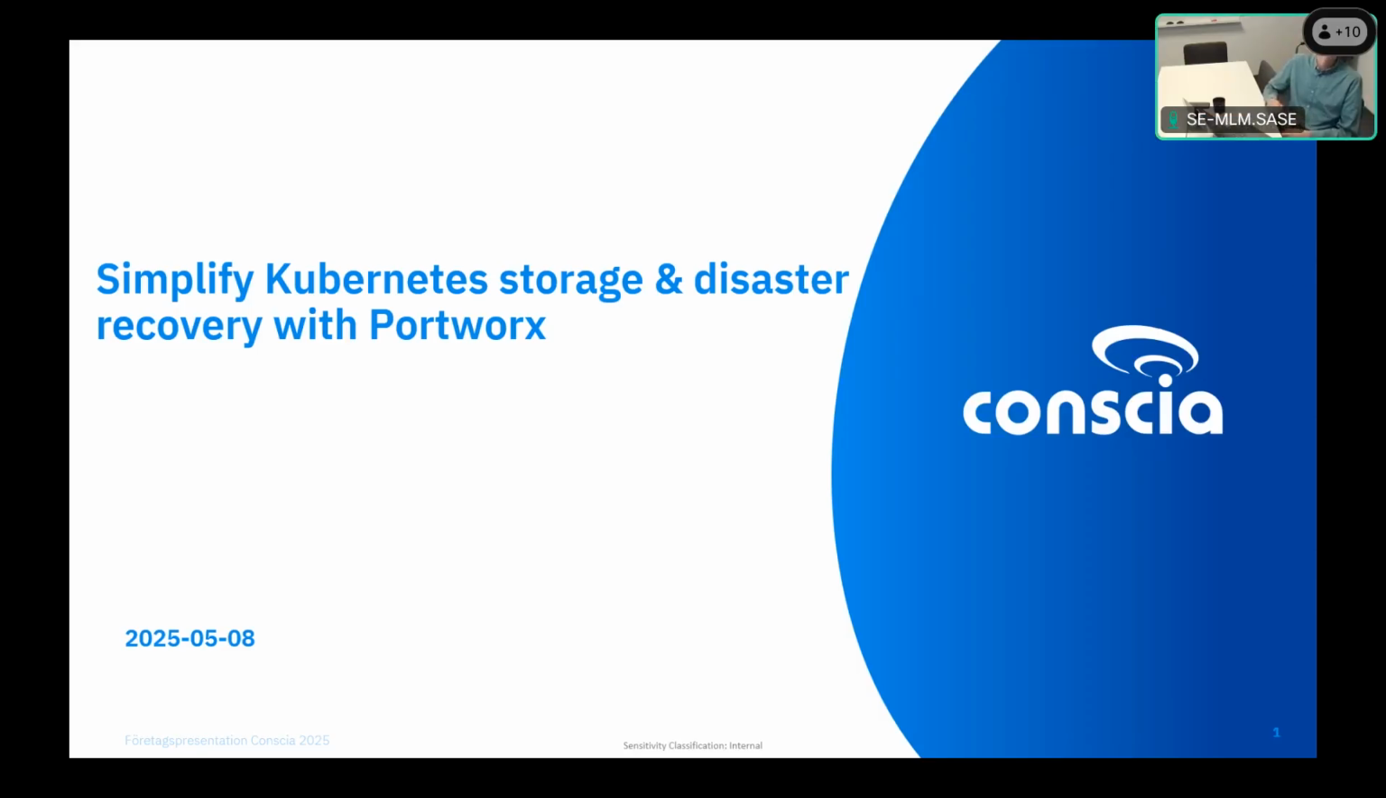In today's session, we will go over the Portworx solution and how to handle persistent storage and disaster recovery in the Kubernetes environment. So my name is Anders Johnson. I represent Conscia, and I'm a sales specialist here for our automation and cloud infrastructure department. With me I have Christian. Maybe a couple brief words from you, who you are and so on.